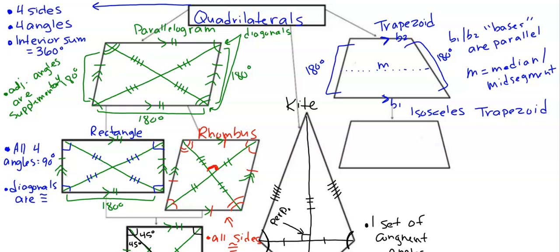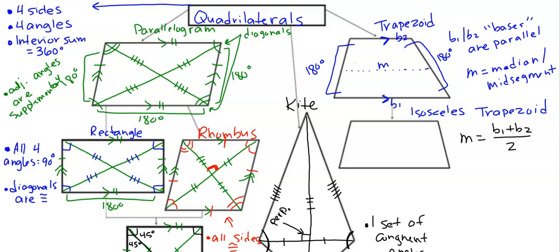Okay, and then there's a little formula that goes with that. Okay, median is equal to base 1 plus base 2 divided by 2. Or in other words, your median is like the average length of your two bases. And we're going to see that worked out later on this unit. But for right now, just get your formula in there.